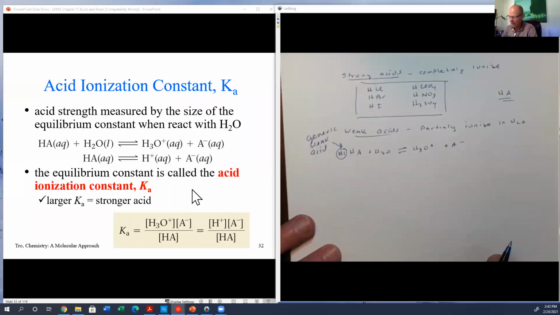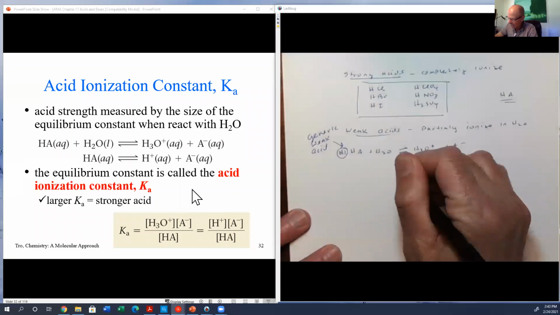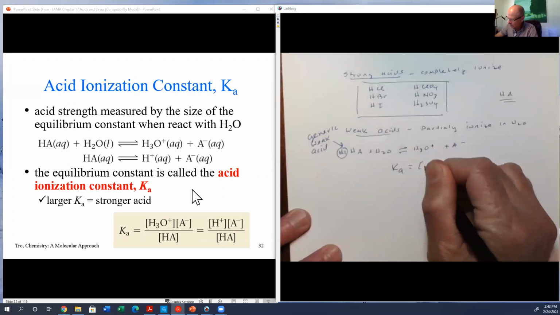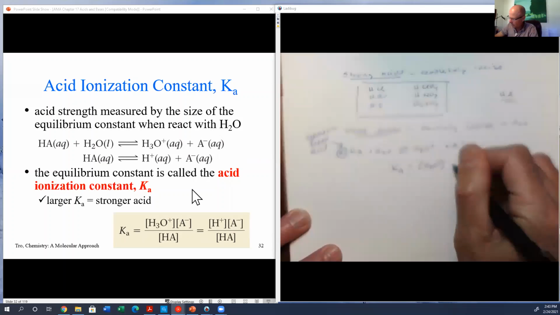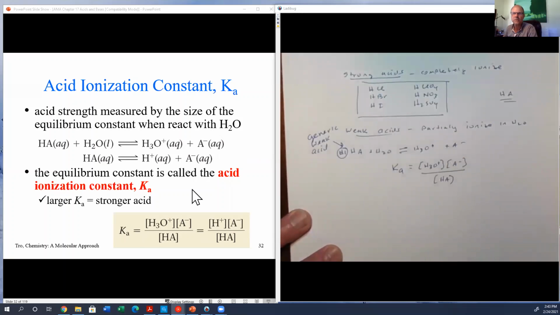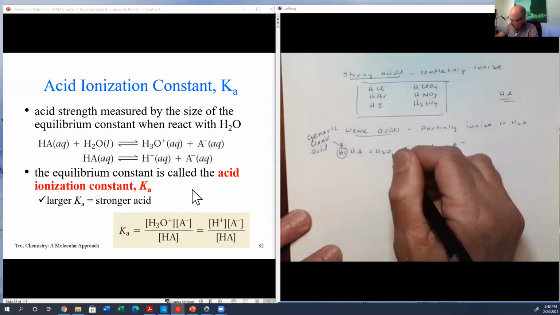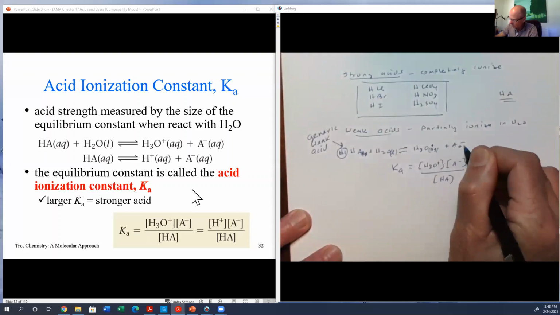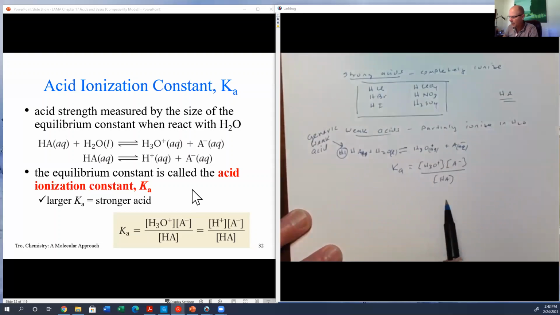And as with all equilibria, this has a K associated with it. We call it Ka, the acid ionization constant. It's equal to the concentrations of the products raised to their stoichiometric coefficients divided by the concentrations of the reactants raised to their stoichiometric coefficients. Does that sound familiar from last chapter? Hopefully it does. Of course, water here I've left out. Water is a liquid, so we don't include it. These are all aqueous, so we include all of those. And this then is a measure of the strength of the acid.